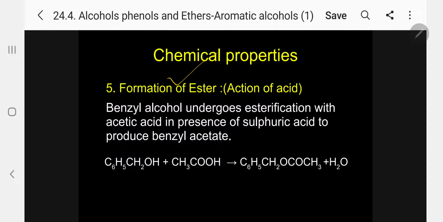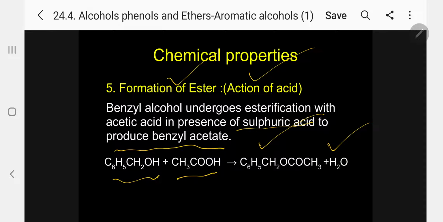This is an alcohol, so automatically with acid, it will form an ester. Since it is already an aromatic alcohol, it is better to use an aliphatic acid. So benzyl alcohol undergoes esterification with acetic acid in the presence of concentrated sulfuric acid to produce benzyl acetate and water. Benzyl acetate formation can be easily identified by its fruity odor. We use this as a test for alcohol as well as for acid.